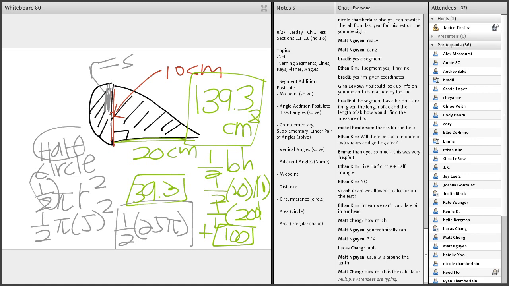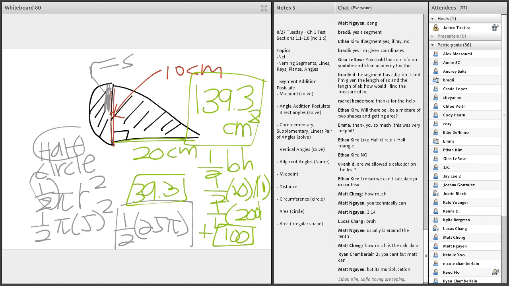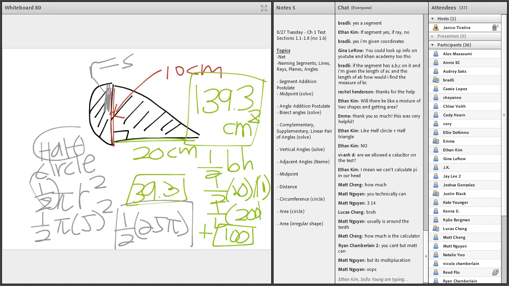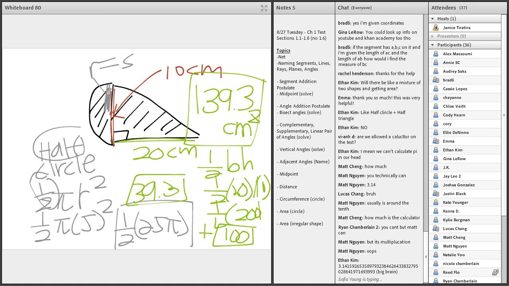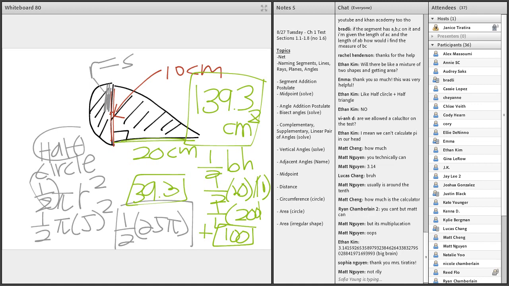Okay, does that make sense? So you need to use a calculator. Okay, but if you don't have a calculator, Ethan, you're right, you would do 3.14, but it's not exact. Okay? All right, so that is it.